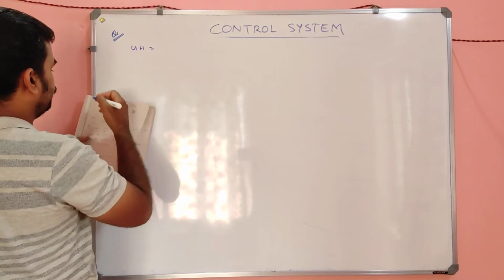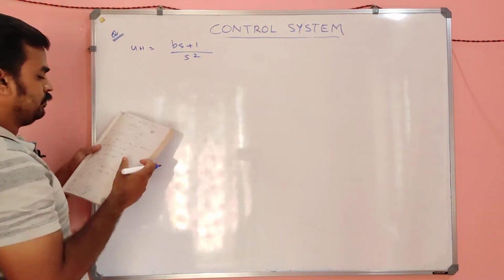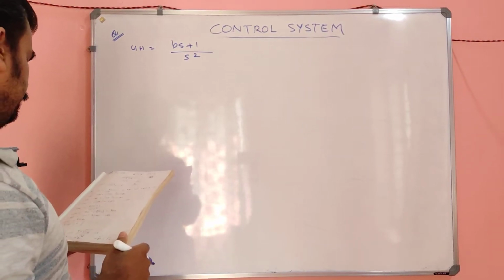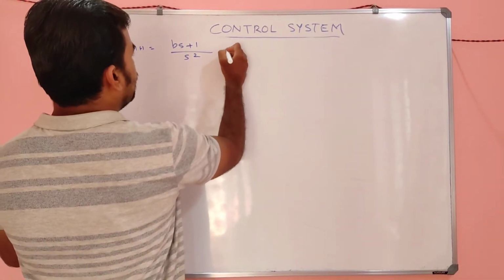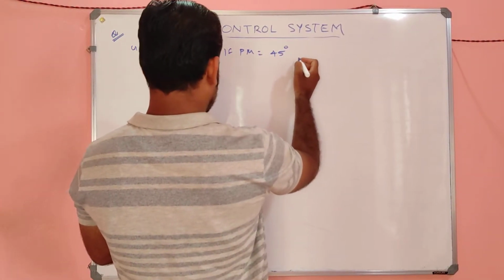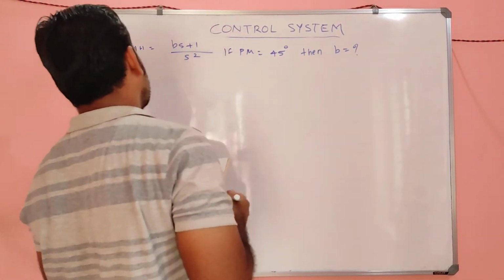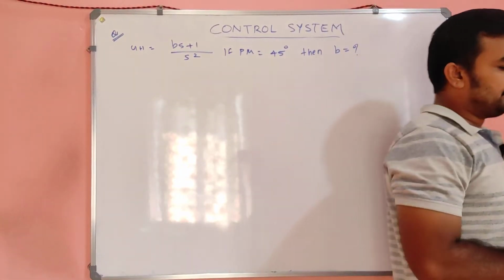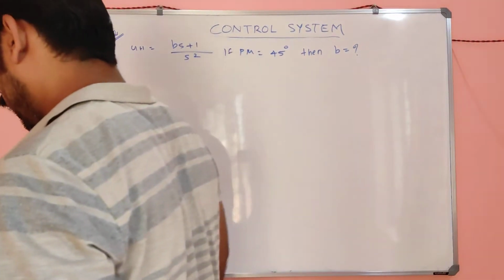GH is equal to (Bs plus 1) divided by s square. If phase margin equal to 45 degree, then B equal to what? B equal to what? Okay, how can we do this? This type of question you can expect, my dears. These types of questions you can expect.